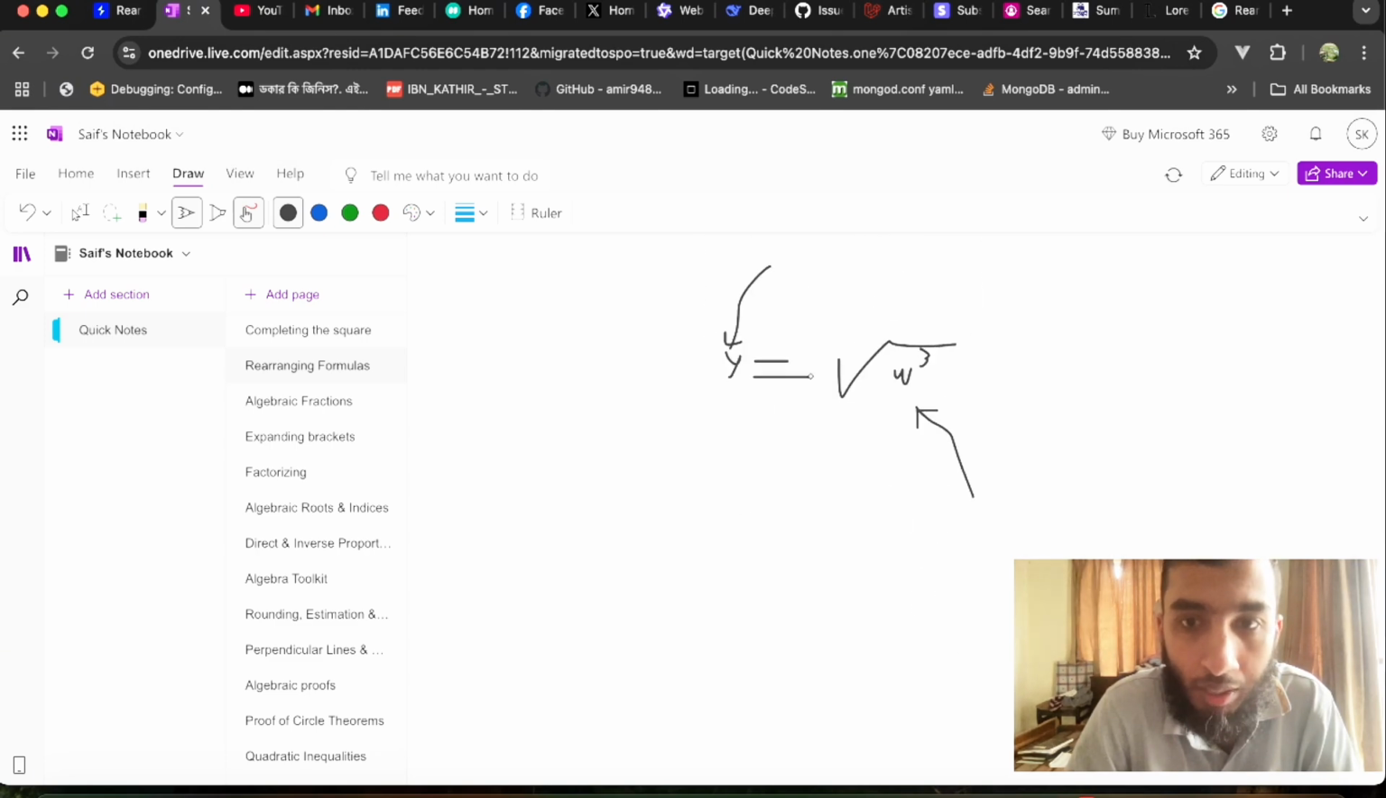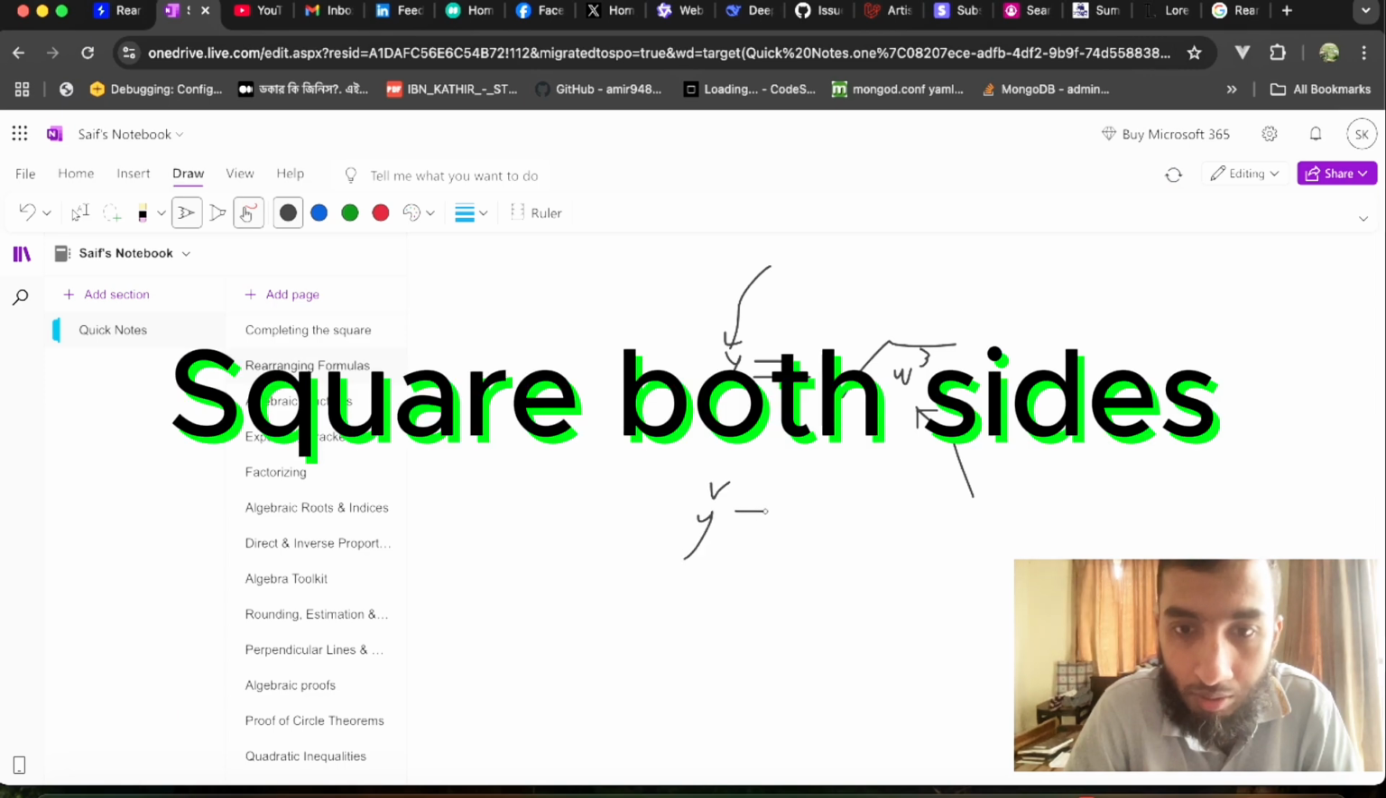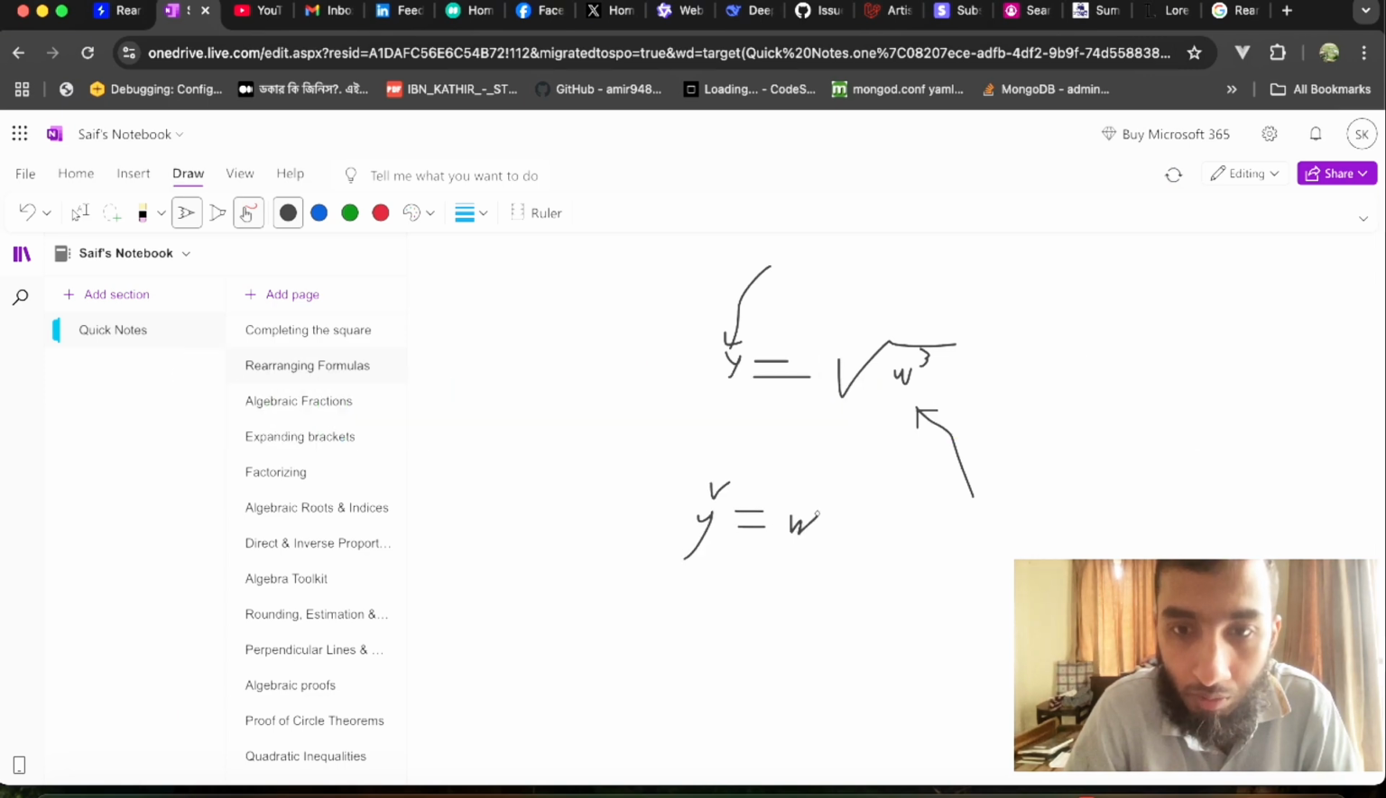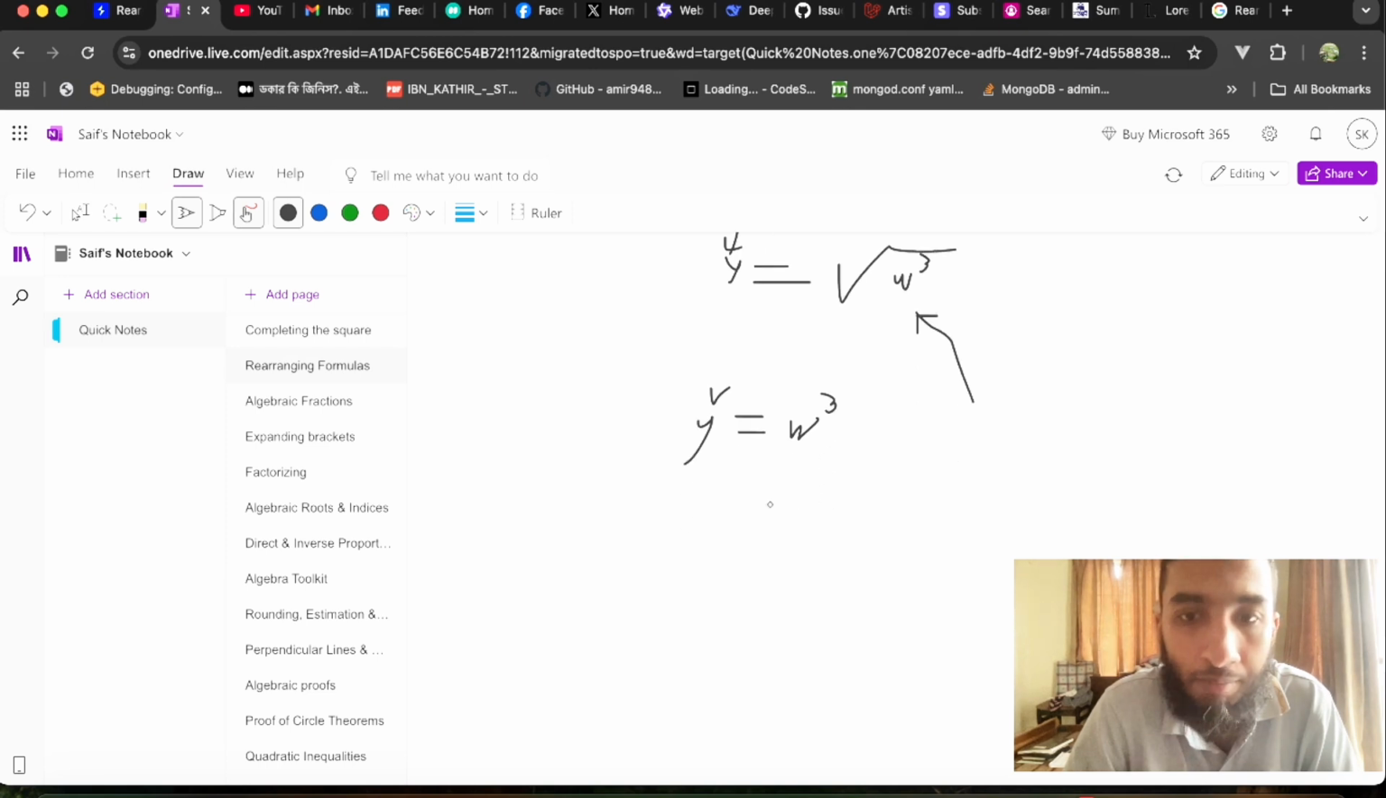So how can you do that? Because this has root and inside that is w cube, what we can do is square both sides. So what do we get? y square equals w cube. Okay, so y square equals w cube.